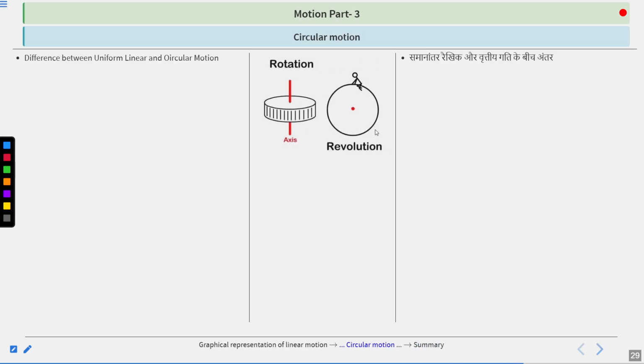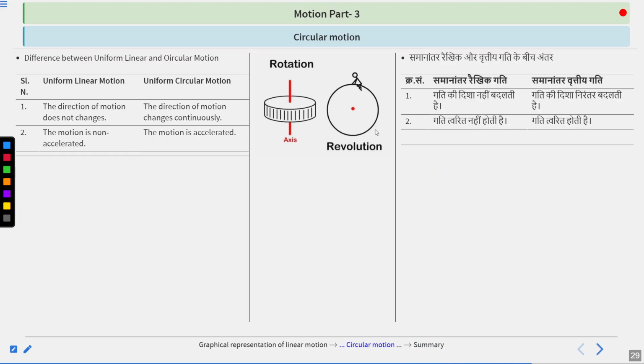Difference between uniform linear motion and uniform circular motion. In uniform linear motion, the direction of motion does not change. In uniform circular motion, the direction of motion changes continuously. The motion is not accelerated in uniform linear motion. The motion is accelerated in uniform circular motion.